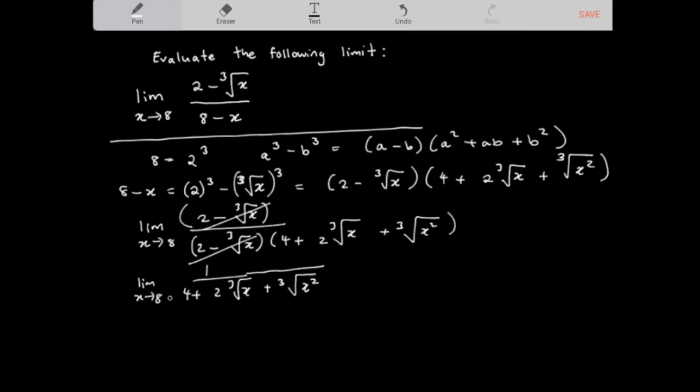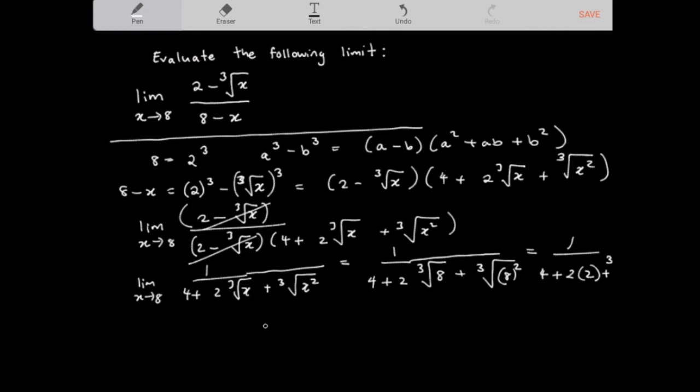Now you can notice that if I plug in 8 for the denominator, there's not going to be a restriction, right? So I'm going to plug in 8 because x is approaching 8. We're going to get 1 over 4 plus 2 times the cube root of 8, which we know is 2, plus the cube root of 8 squared, which is 64. So we get 1 over 4 plus 2 times 2, which is 4, plus the cube root of 64, which is also 4. So we're basically going to get 1 over 12. As x approaches 8 for this rational expression, our limit is 1 over 12.